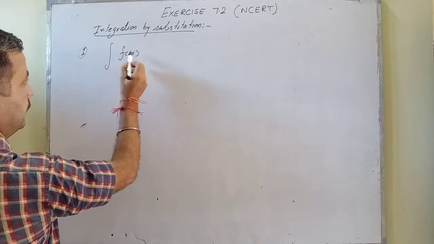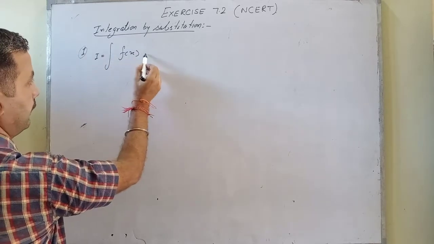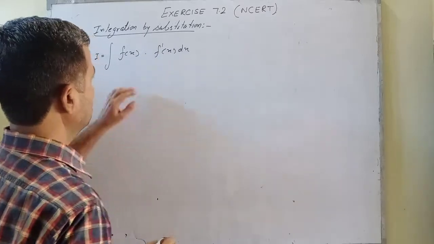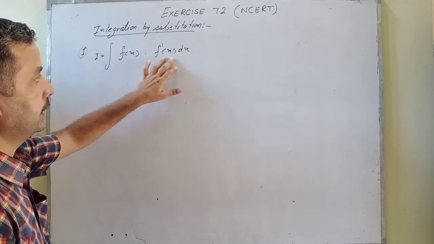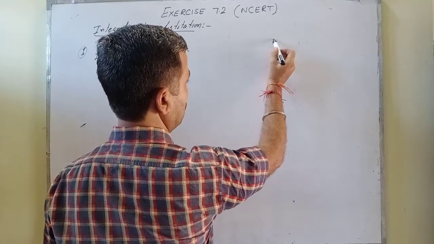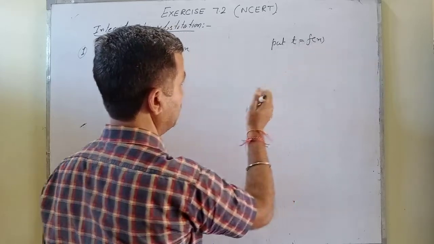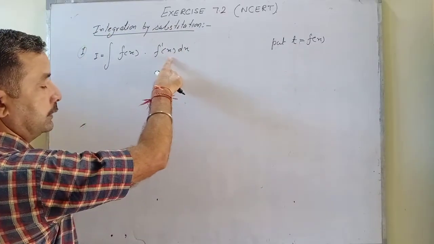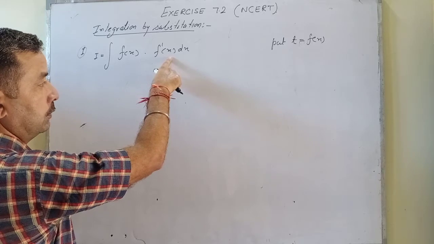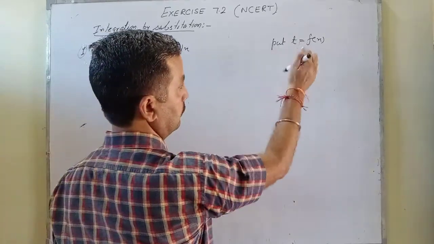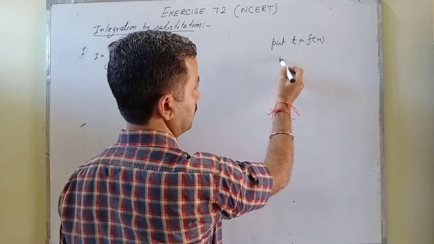a function when it is given like this: f(x) into f dash x into dx. This is f(x) with its derivative f dash x. In such cases we put t equal to f(x), and we observe whether the derivative of the function exists in the given function or not. If the derivative is there, then we put t equal to f(x), and now differentiate both sides with respect to x.